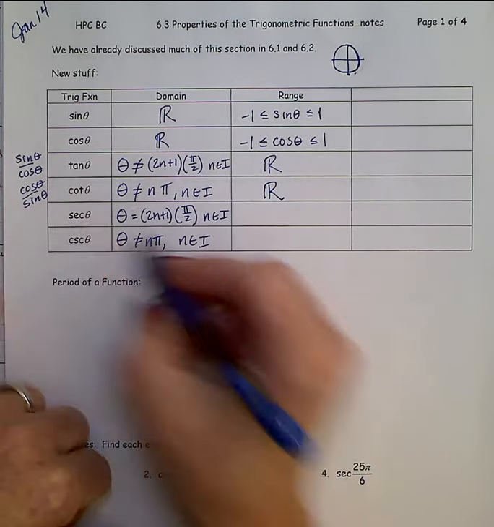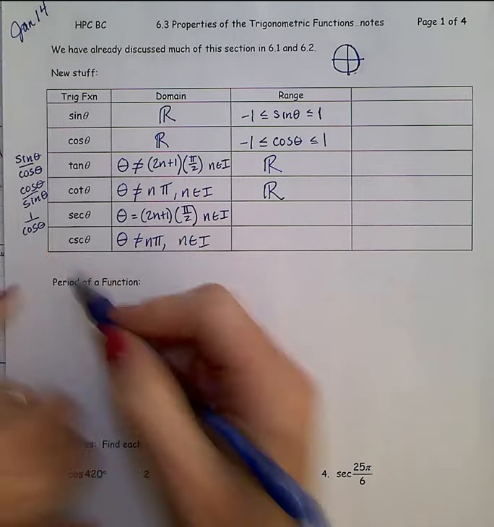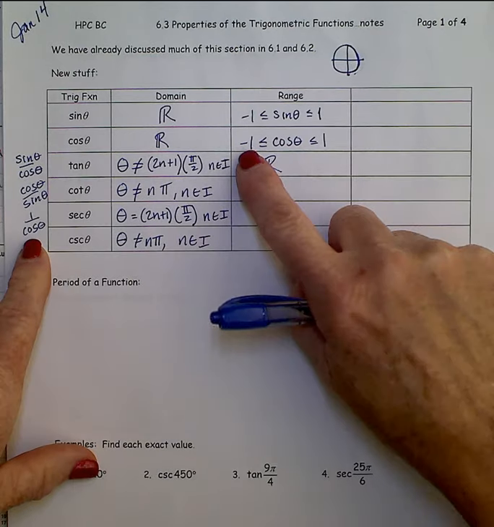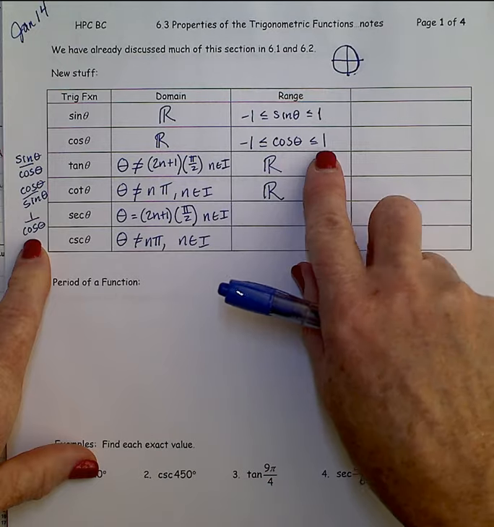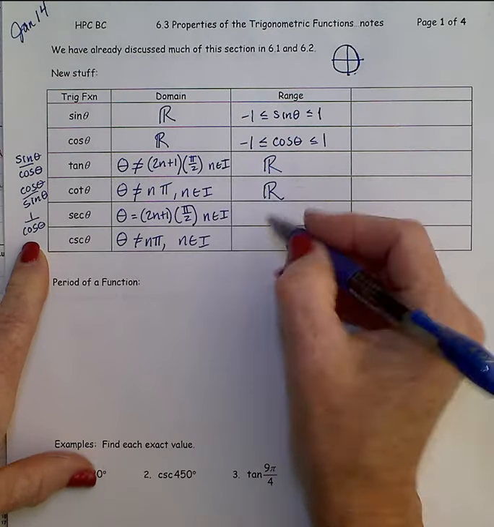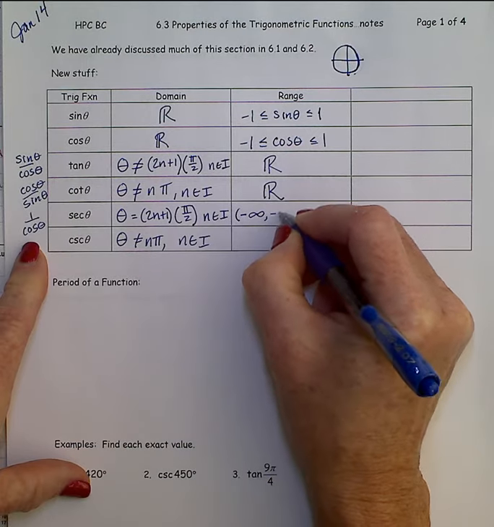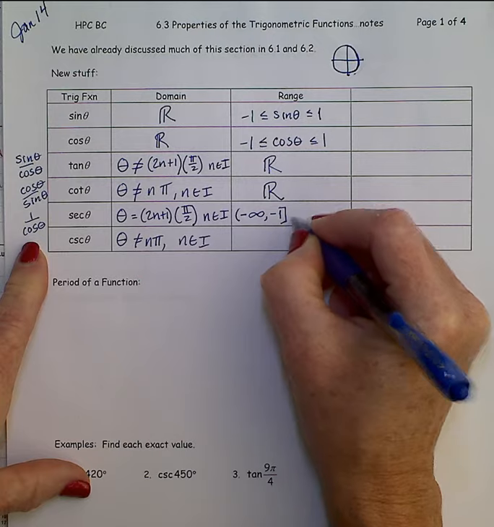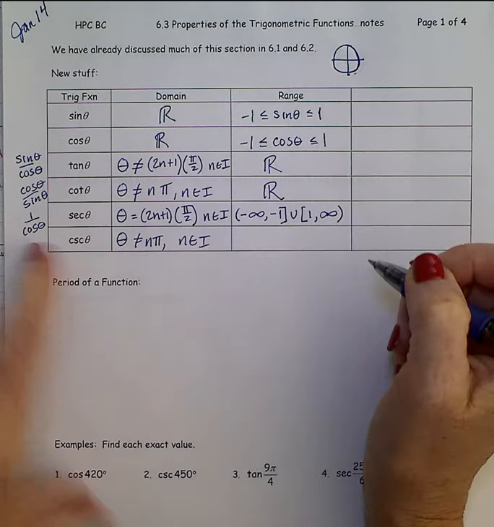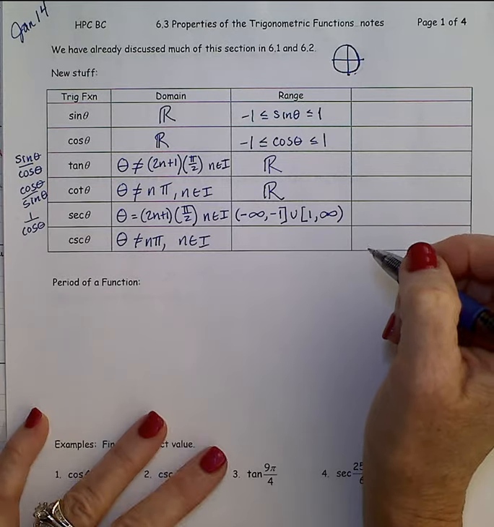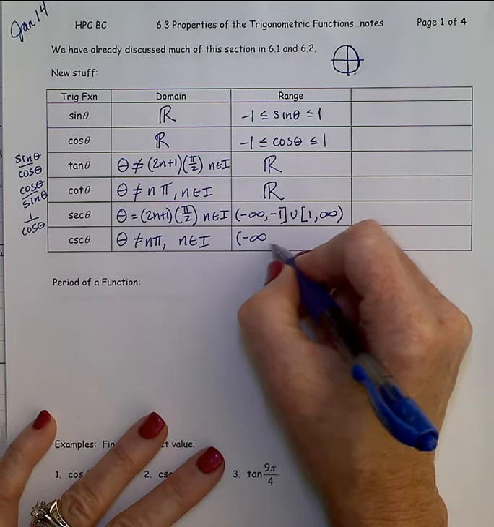If we look at just secant, that's 1 over cosine. Cosine is a number that's in between -1 and 1. And if you take the reciprocal of the numbers that are between -1 and 1, you get anything between negative infinity up to -1 inclusive, or 1 to infinity, including the 1. Cosecant, same range.